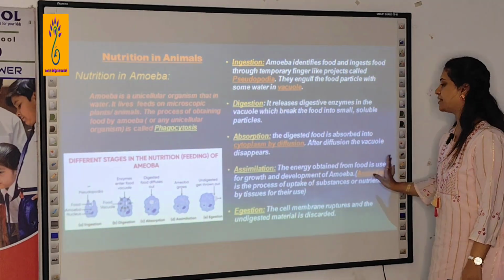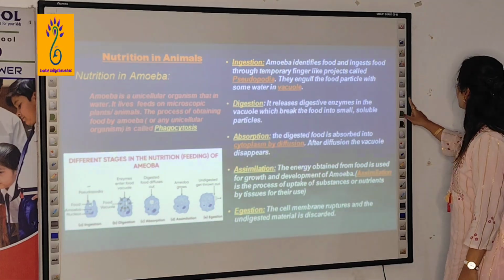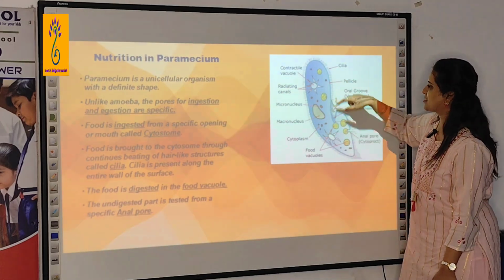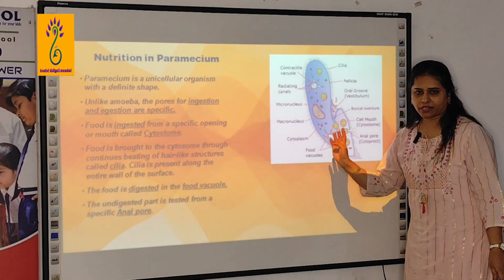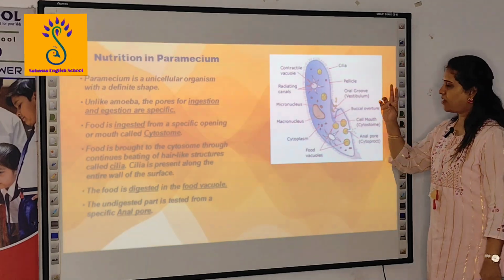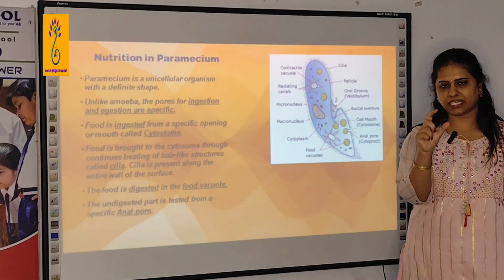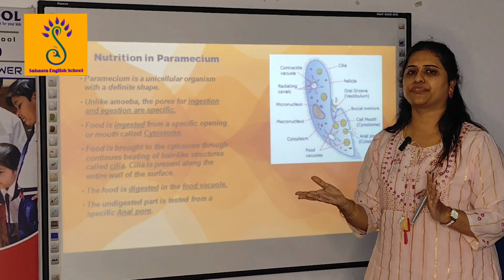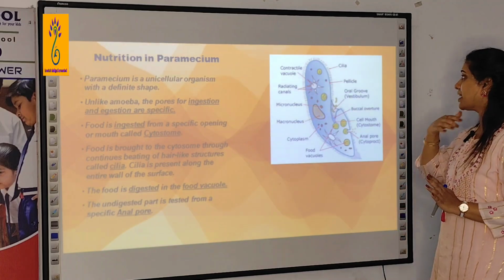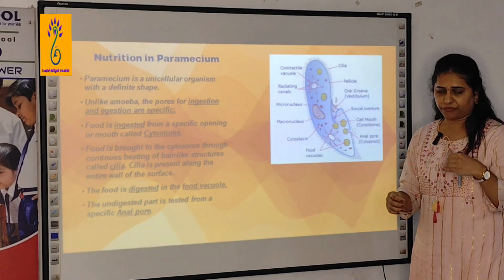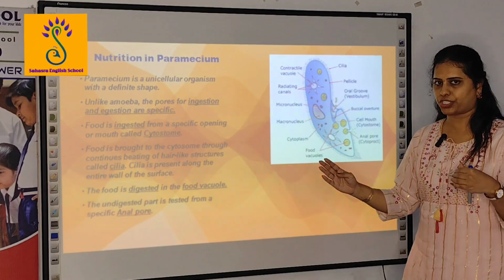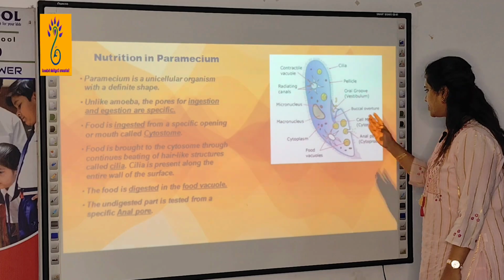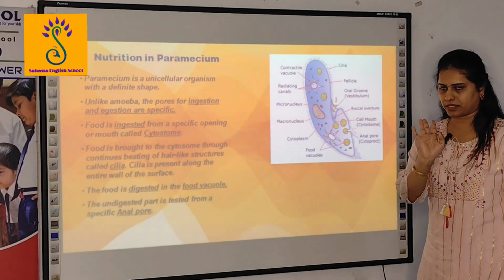I explained this. Next, coming to the next unicellular organism, that is paramecium. Look at that shape, it is like a slipper, right? Unlike amoeba, it is a single cell, isn't it? Everything is performed only by that single cell, through simple diffusion. Here it has one opening for intake and one opening for egestion. One is called the cytostome, that is the cell mouth, and for egestion it is called the anal pore. It has two. That differentiation you should know.